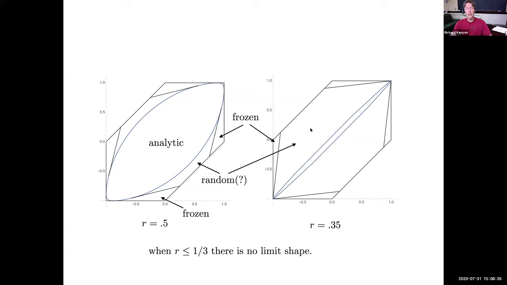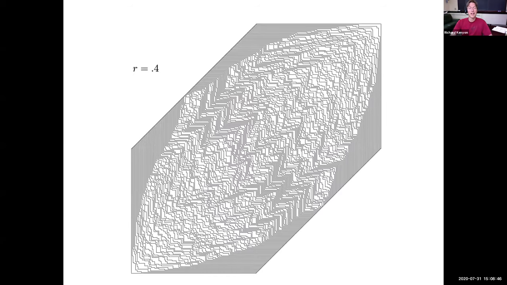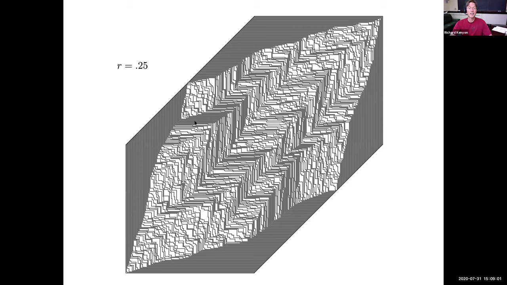And there's this big question mark about what's going on outside of that phase. Up here, we have a facet. Here, we don't know what's going on. And if you look at the simulations, as R decreases, at R equals 0.4, you can vaguely convince yourself that something nice is going on in the middle, but then there are these big stair steps here. And at R equals 0.25, it's much more evident that there are these large-scale structures, where you get either a mostly horizontal thing or a mostly vertical thing.